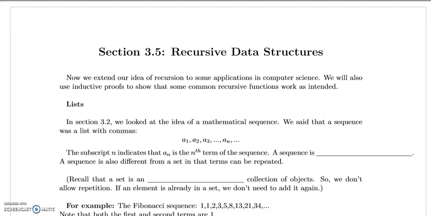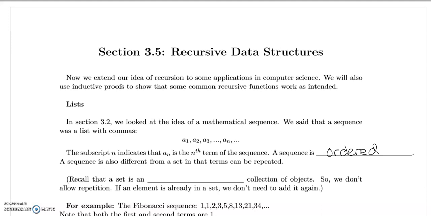So in section 3.2, we looked at the idea of a mathematical sequence. We said that a sequence was a list with commas, so some a sub 1, a sub 2, a sub 3, and so on. And say we have some a sub n, the subscript n indicates that a sub n is the nth term of the sequence. Now a sequence is ordered. A sequence is also different from a set in that the terms can be repeated. So the fact that a sequence can repeat elements and also has this kind of ordered structure to it makes it different from a set.